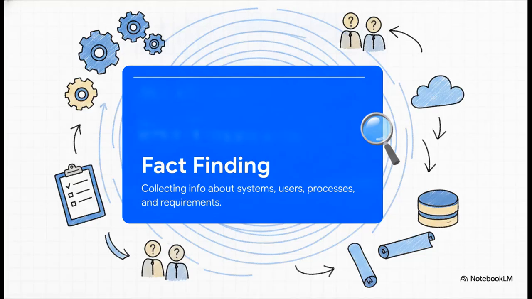Think of fact-finding kind of like an intelligence-gathering mission before any single line of code is ever written. It's the essential process of collecting real-world data about an existing system, its users, the business processes, and the underlying problems to ensure you're actually building the right thing. It is literally step 1. It's how analysts gather rock-solid, reliable requirement data before any new system design can even begin.